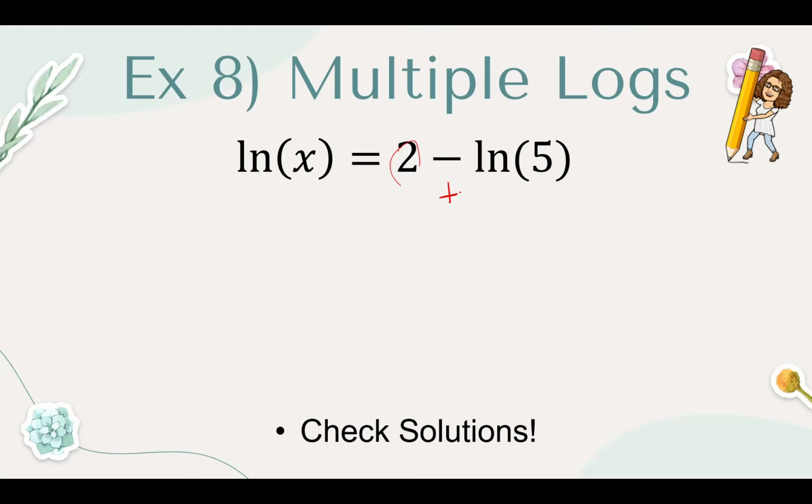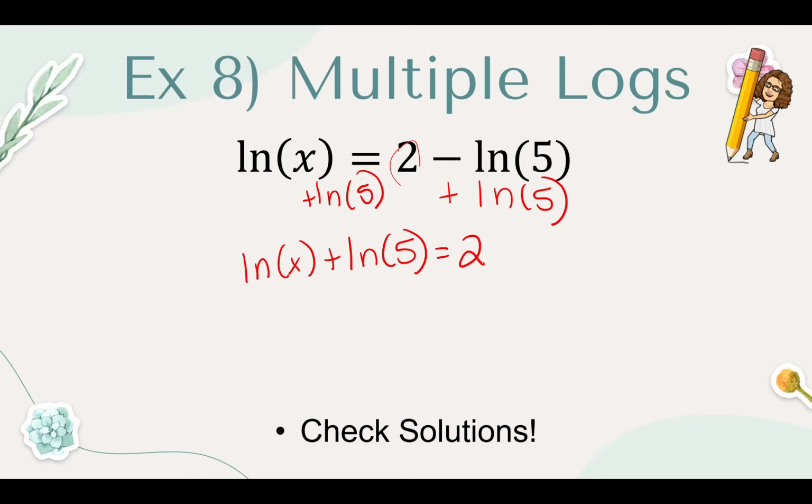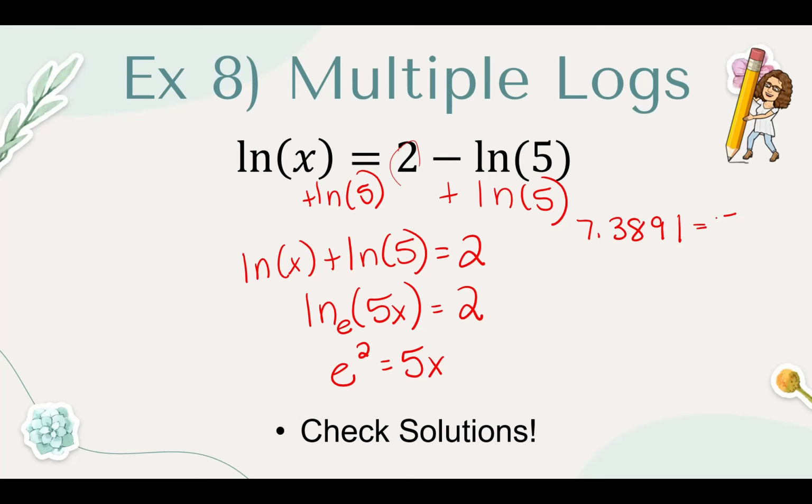So what I'm going to do is manipulate this problem so that I have logs on both sides. So I'm going to make this ln of x plus ln of 5 equals 2. I'm just going to manipulate this problem so it looks a little different. Now I have addition, so now I can multiply. So I'll get 5x. It's 5 times x, right? Convert to exponential, so I have e squared equals 5x. Ooh, what is e squared, Mr. Calculator? E squared is 7.3891 divided by 5.